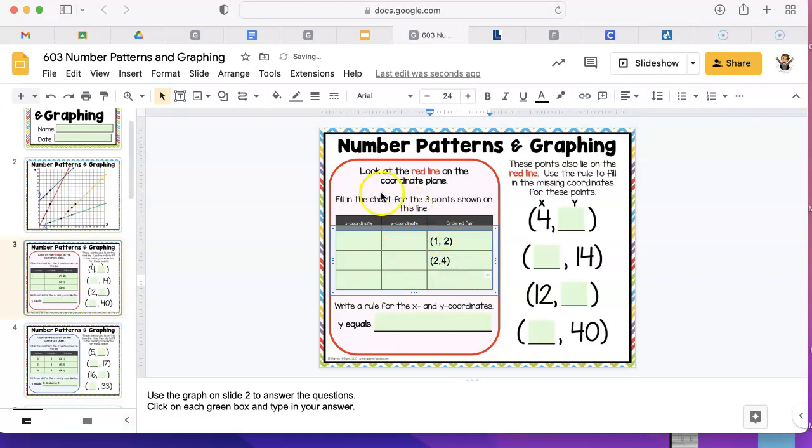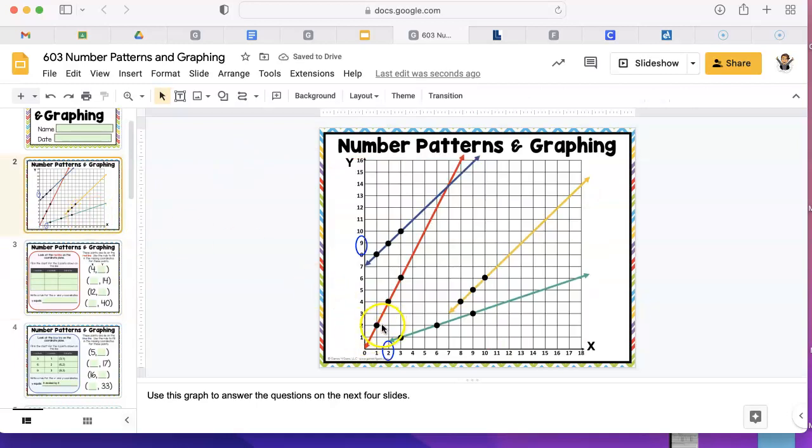So the directions say, look at the red line on the coordinate plane. I realize that there's 3 points on this line. This point is going to be 1 on the x-axis, 2 on the y-axis. This point is 2 on the x-axis and 4 on the y-axis. This point is 3 on the x-axis, 6 on the y-axis. So I know this one is 1 and 2, 2 and 4, 3 and 6.